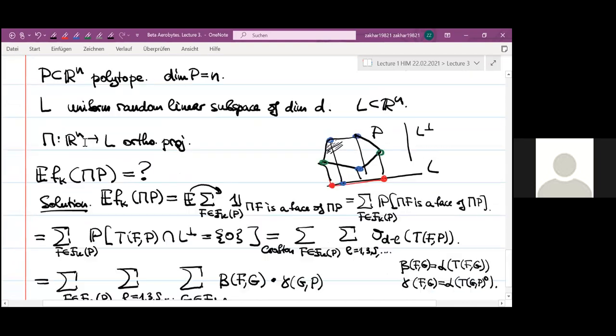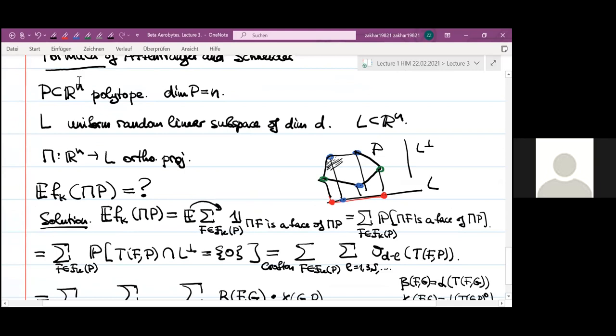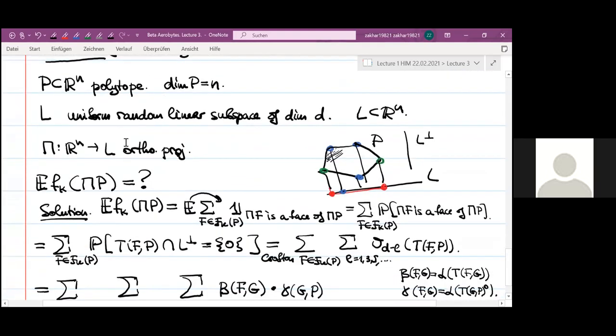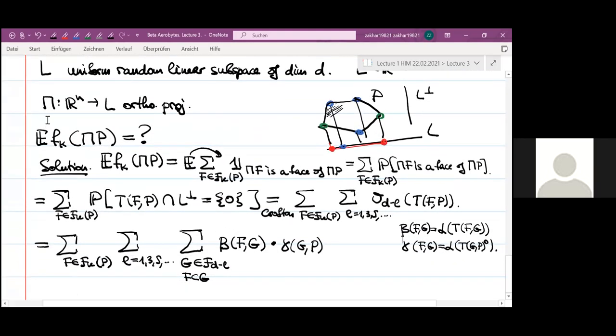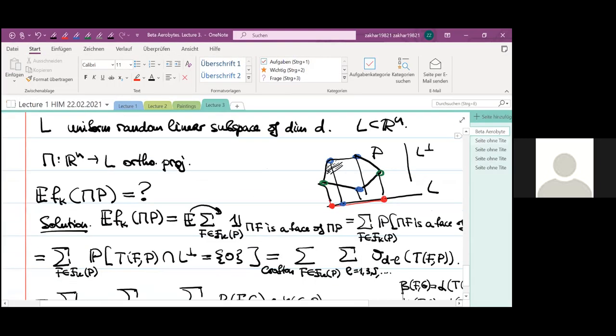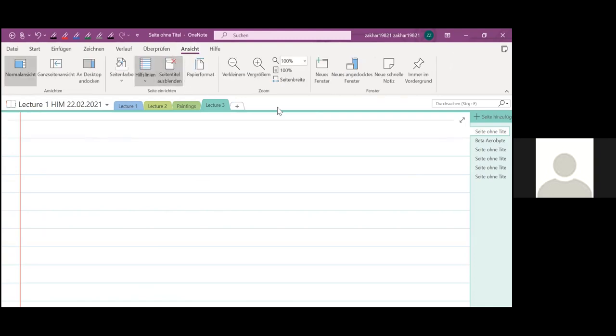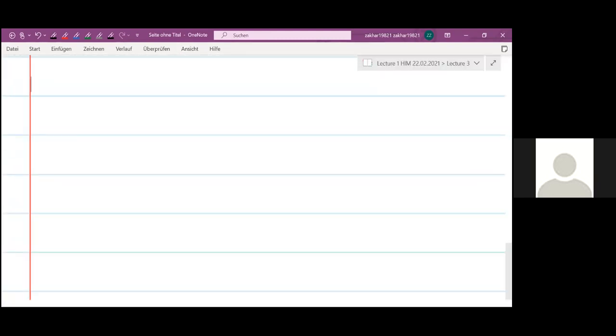And it's also possible to apply it, for example, to the random simplex, which was the original example considered by Affentrang and Schneider. Then it computes the number of k-dimensional faces in the projection of a simplex in terms of the angles of the simplex. If the simplex is regular, then these are the angles of the regular simplex. And now let us apply this formula to beta polytopes.